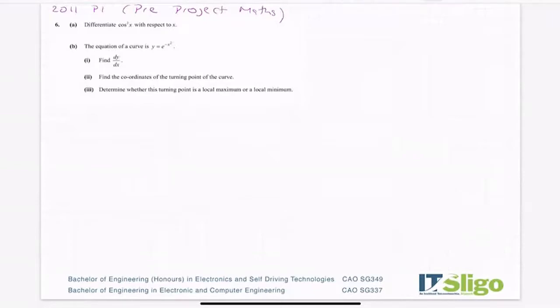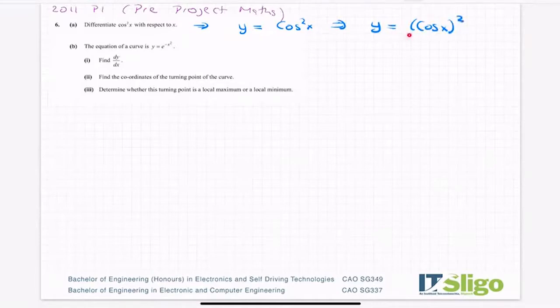Okay, there's a little trick with any of the trig functions squared. So it's telling you y is equal to cos squared of x. You can write this also as y is equal to (cos x) squared. That's actually the same as that. It's just a different way of writing it. But why do I write it like that?